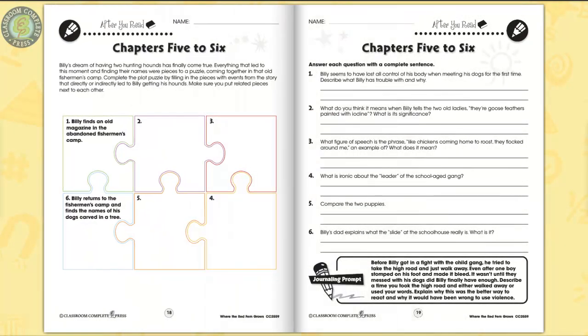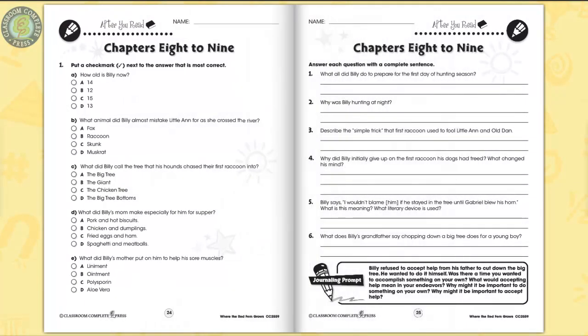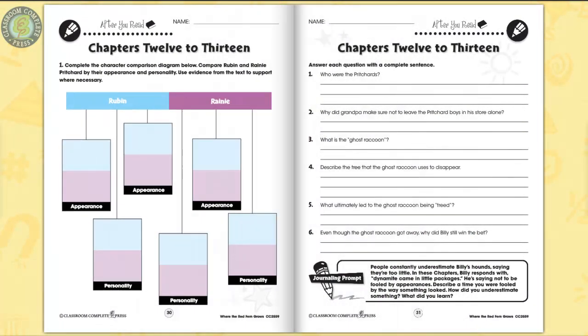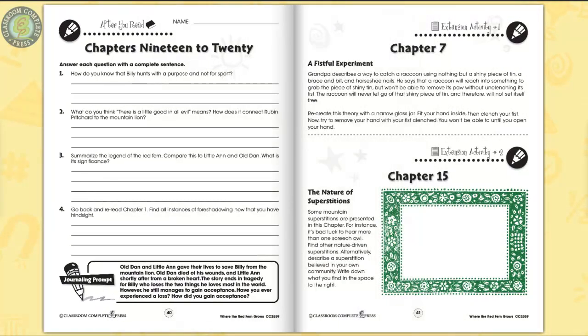Complete a plot puzzle to show how events led to each other. Characterize the simple trick a raccoon used to fool the two hounds. Explain what the ghost raccoon is. 4 additional extension activities follow.